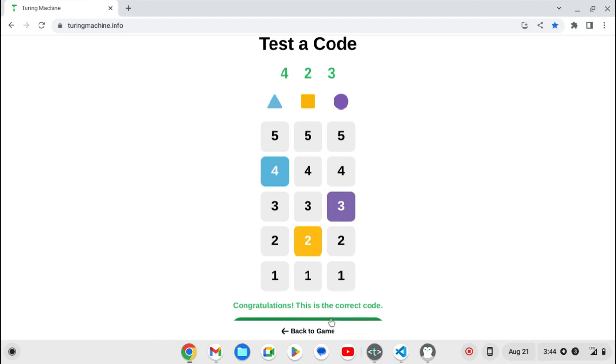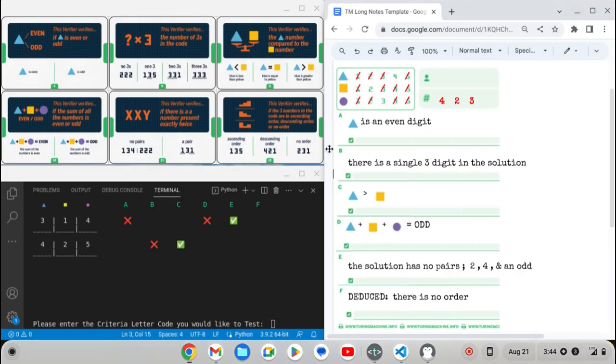But let's actually see how we did against the Turing machine. So if we go back, notice that we have 6 criteria cards, but we only had to do 5 test questions. We were able to deduce criteria card F as being no order. So whenever you do a lesser amount of questions versus criteria cards, that's always a great indicator of actually beating the Turing machine.